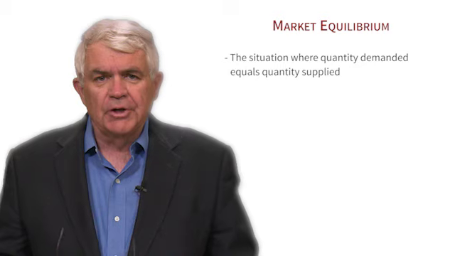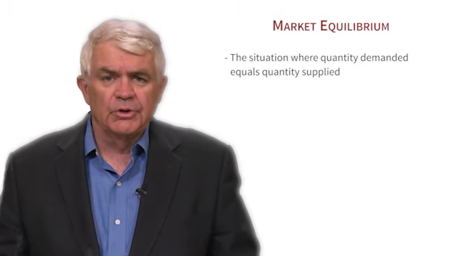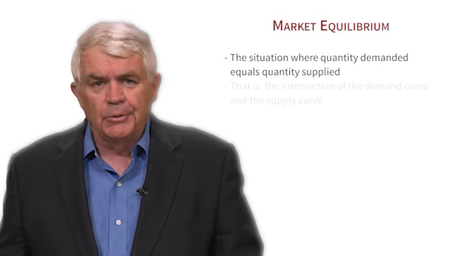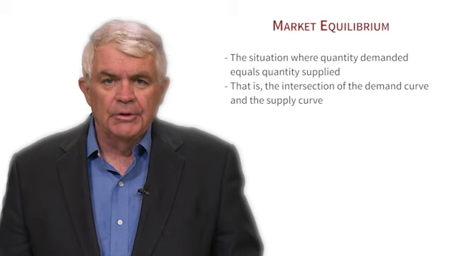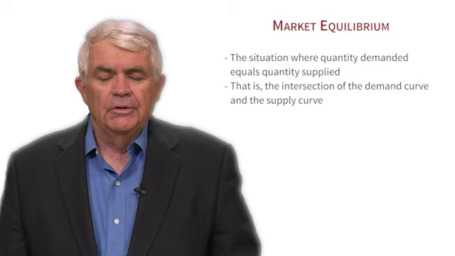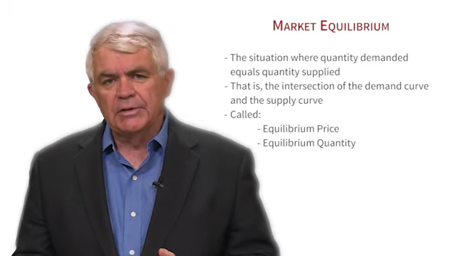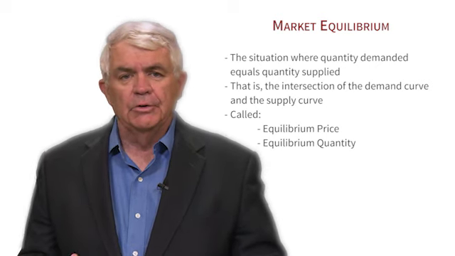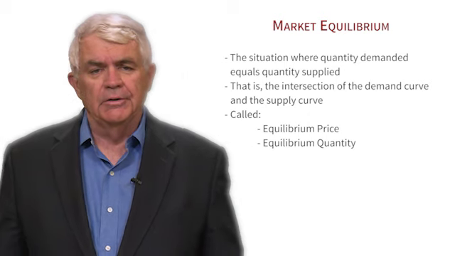So by definition, market equilibrium is a situation where the quantity demanded, which we described in the last lesson, and the quantity supplied are equal. It's where the two are equal, and that's the definition of the market equilibrium. Graphically, you can think of that as the intersection of the demand curve that we drew and the supply curve we drew. In that intersection, you get a price. It's called the equilibrium price. In that intersection, you get a quantity, which is called the equilibrium quantity. The quantity supplied is equal to the quantity demanded at that price.